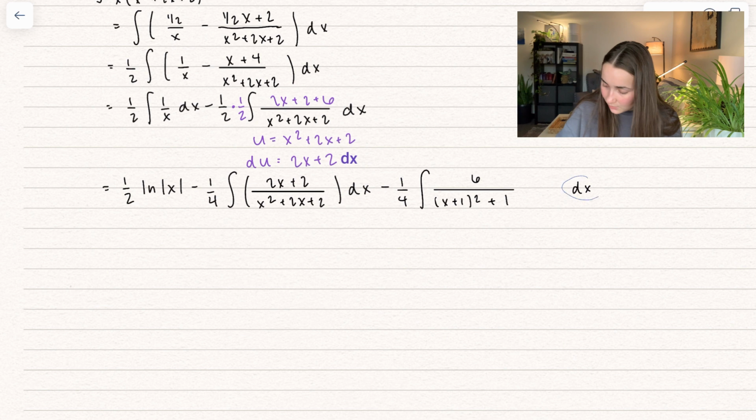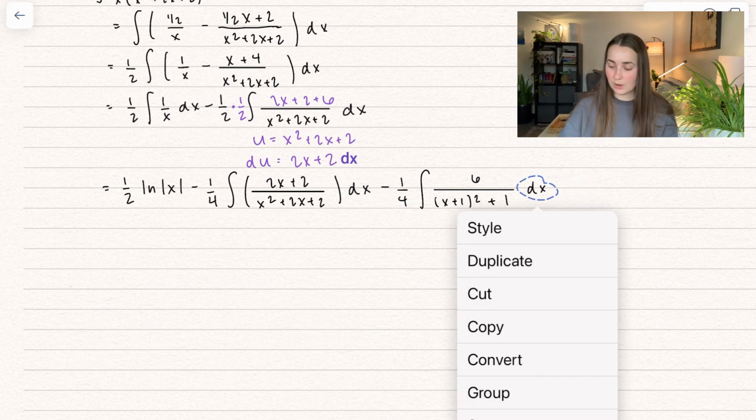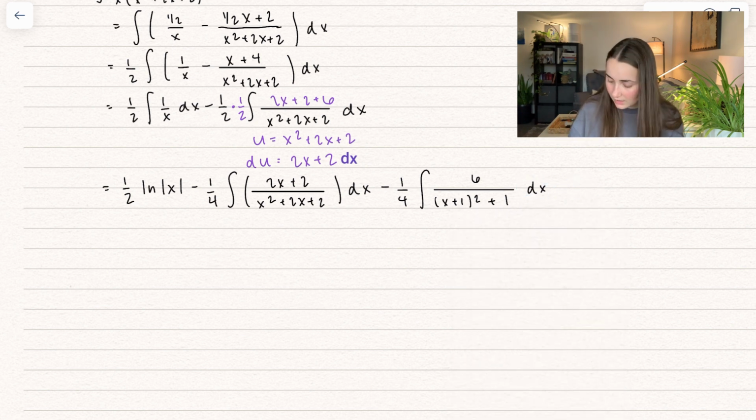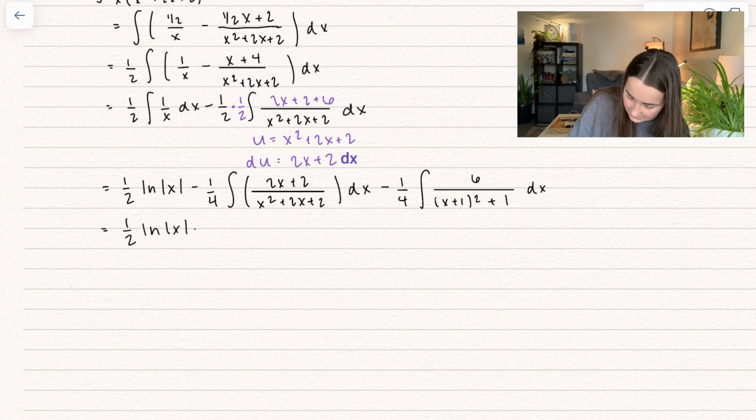And notice that's going to be in the form of arctangent, right? We have x plus 1 quantity squared. So now we have everything lined up so that we can integrate it really nicely. So let's go ahead and do that. We have 1/2 natural log of x minus 1/4. And here we set u equal to the denominator, and we have du in the numerator. So that's just going to be 1 over u du.